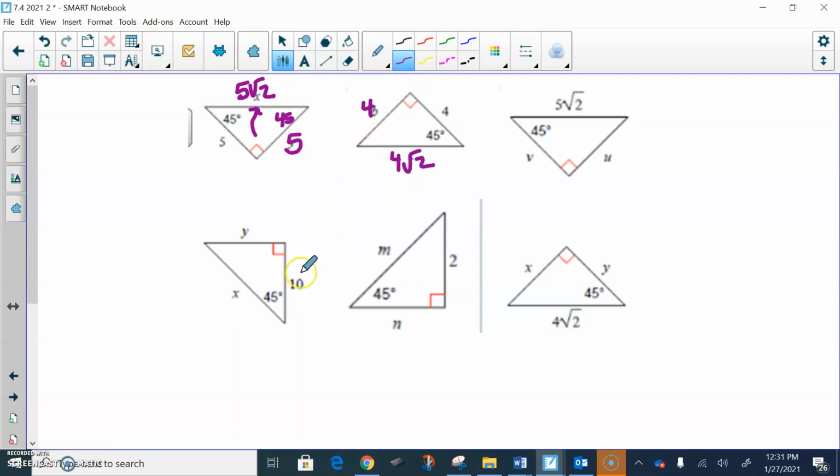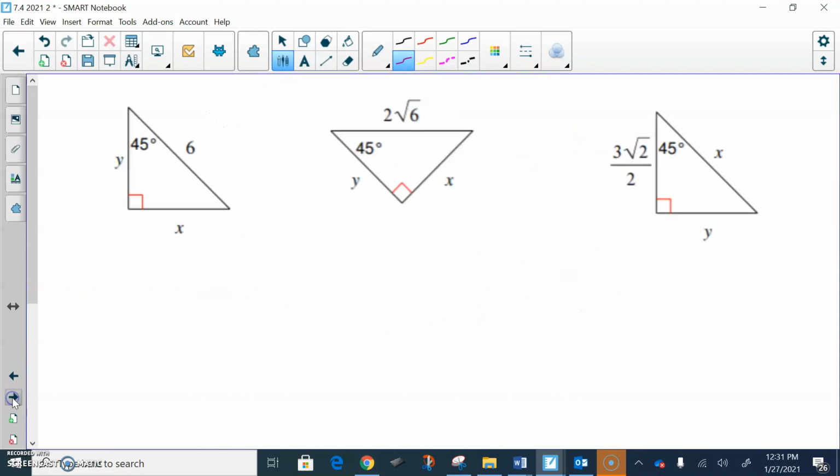Easy as that. If this is 10, we know this is 10. We know this is 10 root 2. If this is 2, this is 2. This is 2 root 2. And then if it's backwards, that's fine. If they tell you that the hypotenuse is 5 root 2, you know that means each of the legs are 5. And if the hypotenuse here is 4 root 2, you know that means each of the legs are 4. Easy peasy. But we know it's not going to stay that easy, right? Here come some tricky ones.